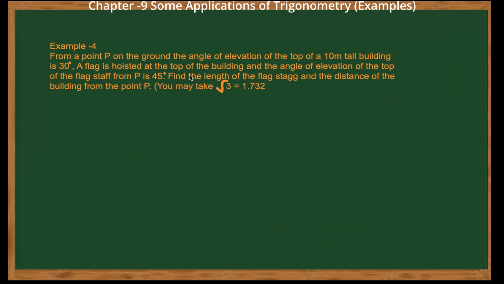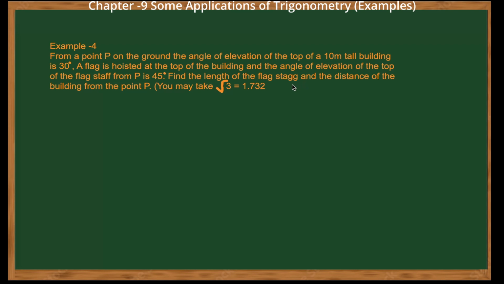From a point on the ground, there is a point on the ground. The angle of elevation of the top of a 10-meter tall building is 30 degrees, so it forms a 30-degree elevation. A flag is hosted at the top of the building, and the angle of elevation of the top of the flagstaff from P is 45 degrees. So there are two angles here. Find the length of the flagstaff and the distance of the building from the point P.